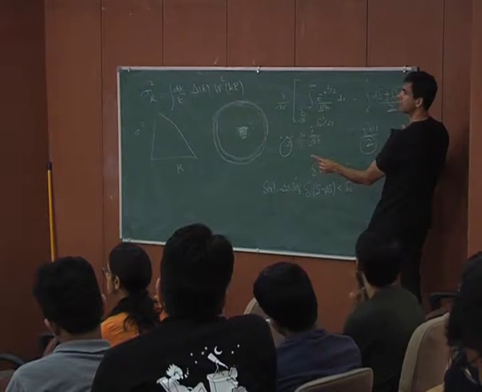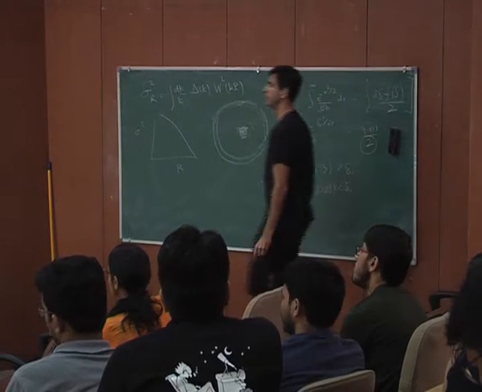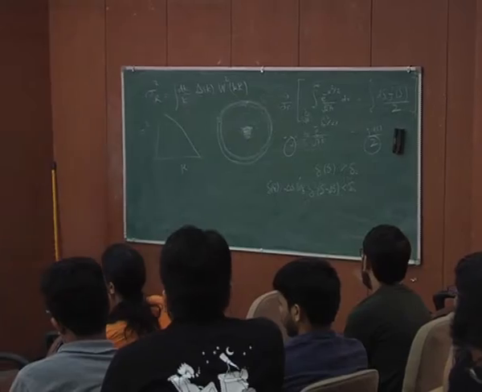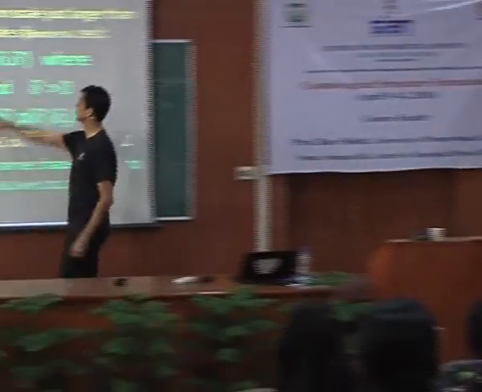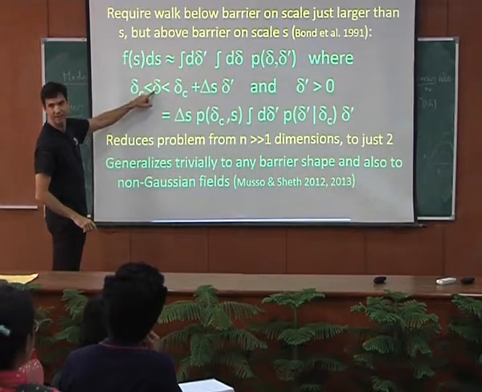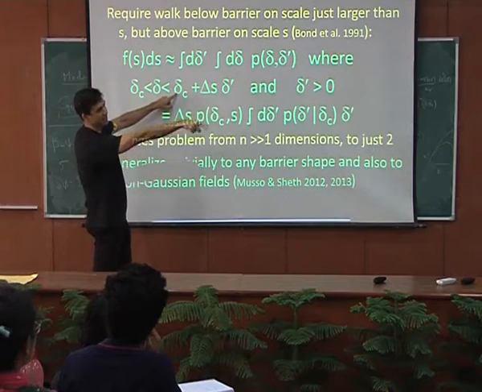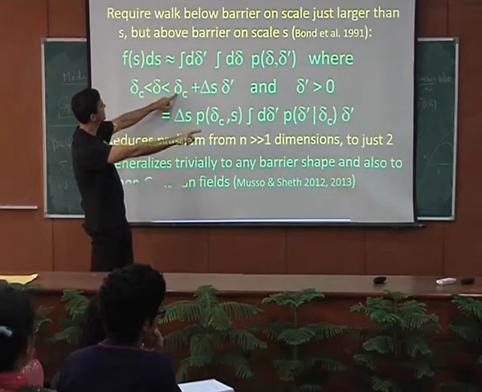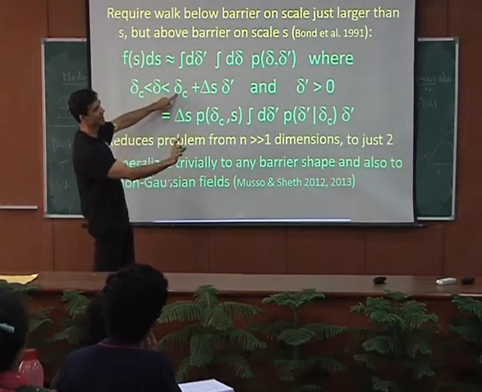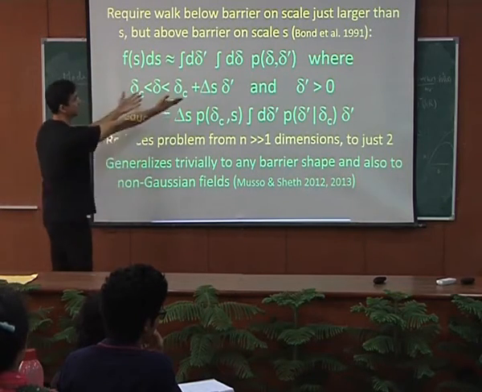I guess that's all I've written there, right? So delta, I just put those two conditions together to say delta has to be bigger than delta C. And the other condition is that delta minus delta S has to be less than delta C, which means delta has to be less than delta C plus that condition. Okay? So these are my two conditions.